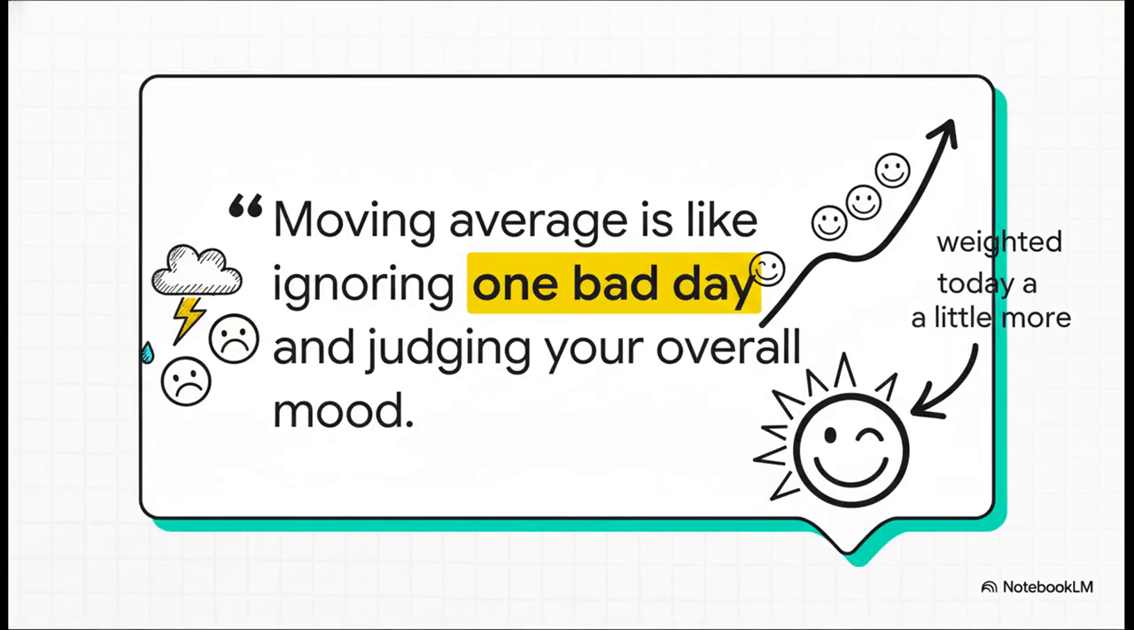You know, here's a funny way to think about it. A moving average is kind of like deciding to ignore that one really weird bad day you had and looking at your overall mood for the week instead. And the weighted version? That's like saying, yeah, but how I feel right now is probably a bit more important than how I felt on Monday.